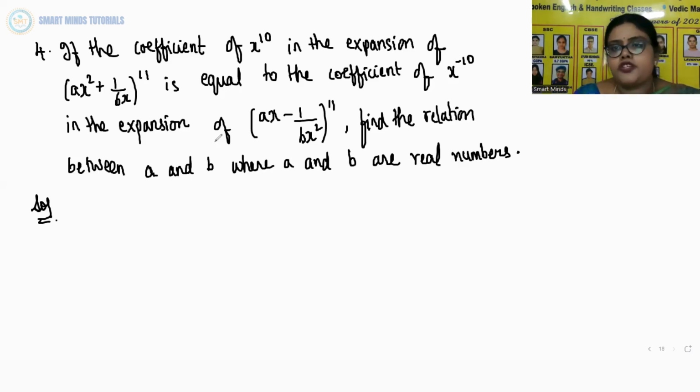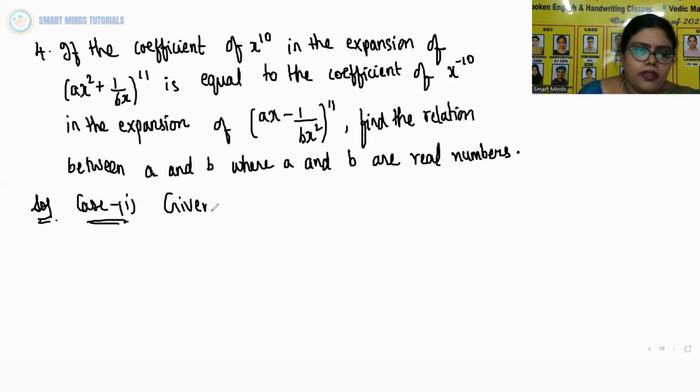So take the next question. If the coefficient of x power 10 in the expansion of (ax square plus 1 by bx) whole power 11 is equal to the coefficient of x power minus 10 in the expansion of (ax minus 1 by bx square) whole power 11, then find the relation between a and b. So we can solve this in two cases. So first you take case 1.